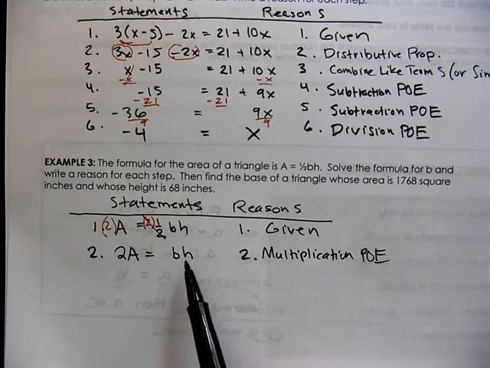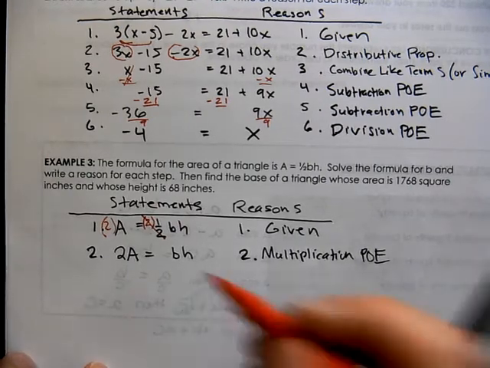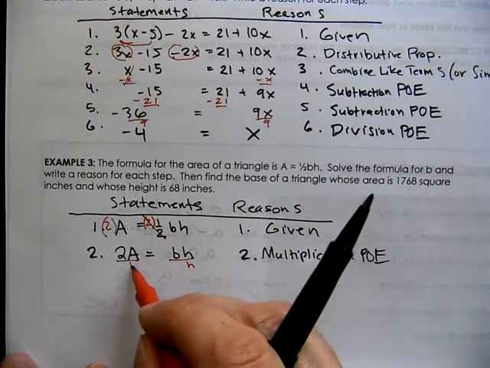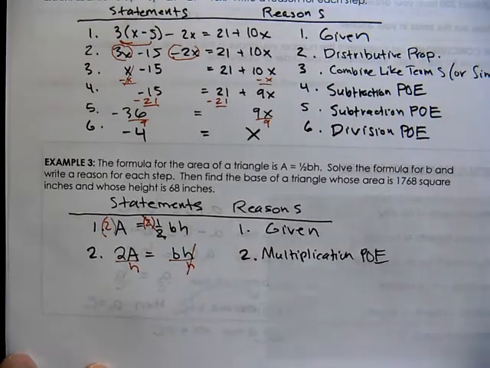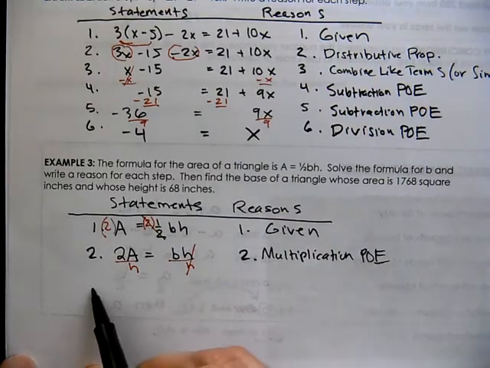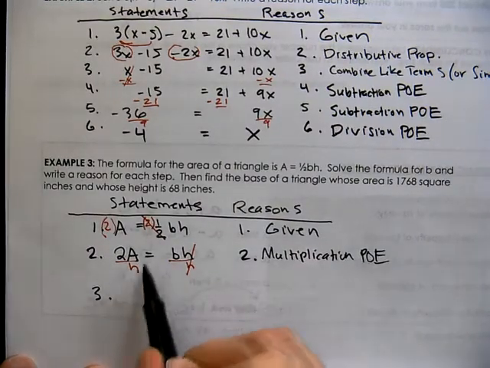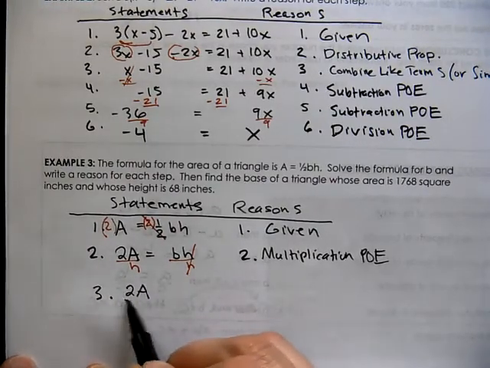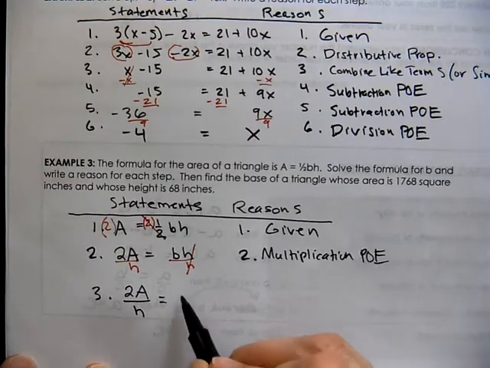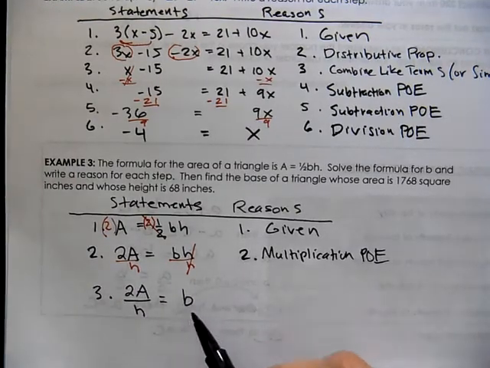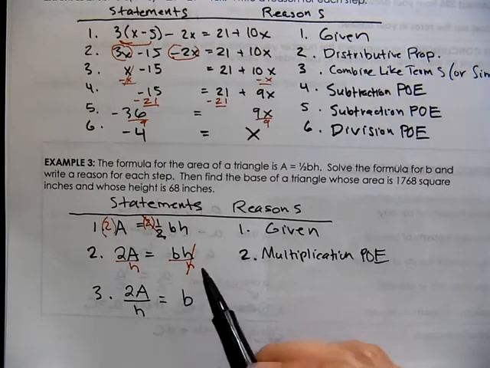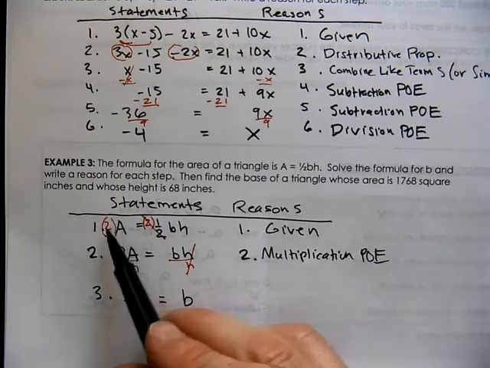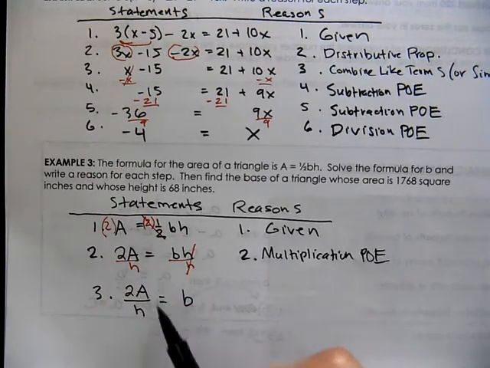Again, the goal is to get the base by itself. It is currently being multiplied by the height. So we want to undo that multiplication with division, and we're dividing both sides by h. That way the h's cancel out on the right-hand side. Now you'll notice that the h does not cancel out on the left-hand side, and that's okay. We are restructuring this equation with the goal of getting the base by itself, and now it is. So it's the same formula for the area of a triangle, but it's reformatted. Instead of the area being by itself, now the base is by itself.